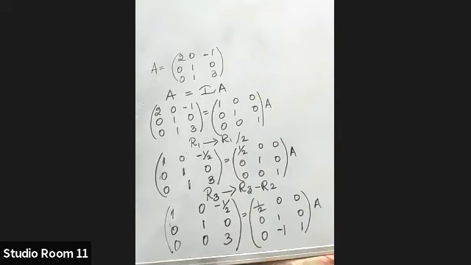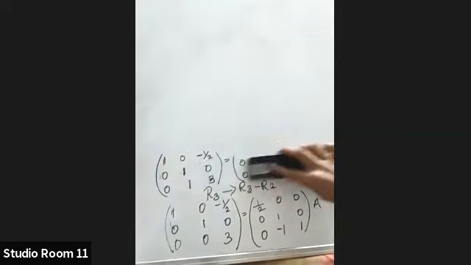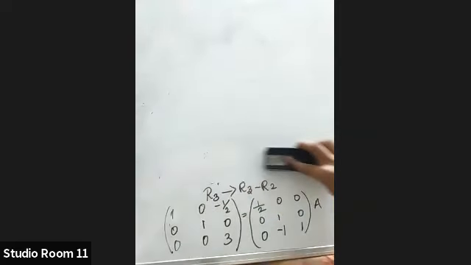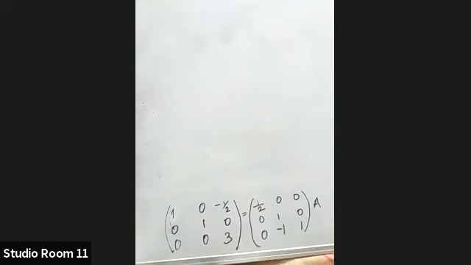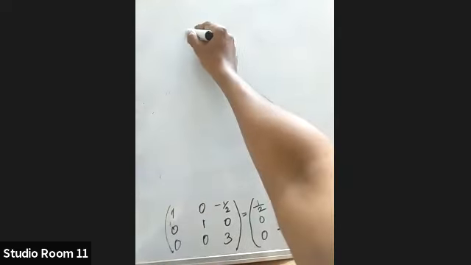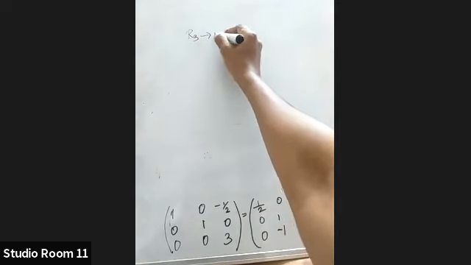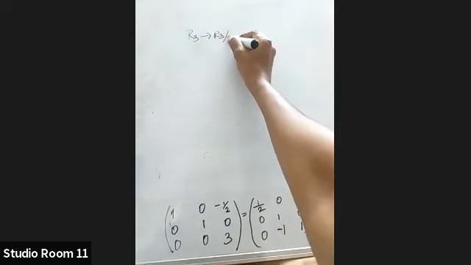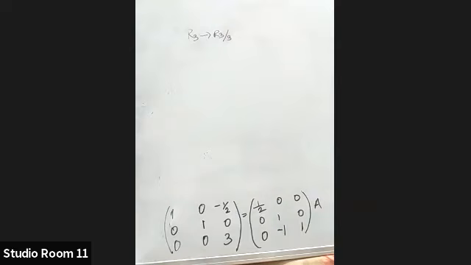Shall I rub this? Yes. First three things I'm going to rub. Okay. So what is the next transformation we are going to do? The transformation is going to happen in the third row. R3 gets R3 by 3. Third row gets third row by 3.